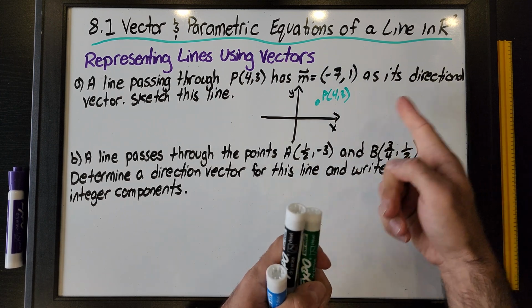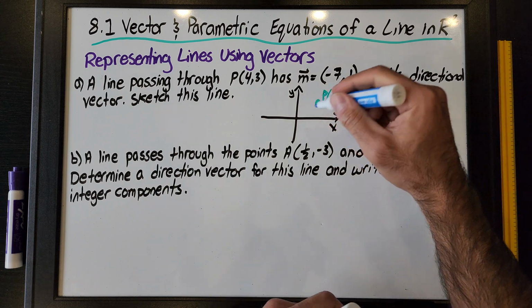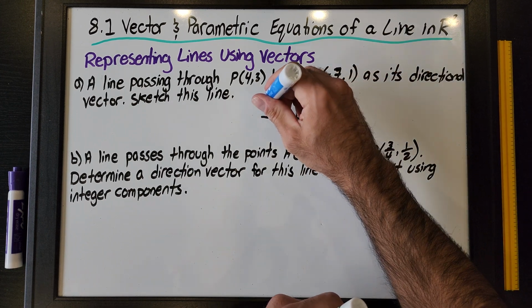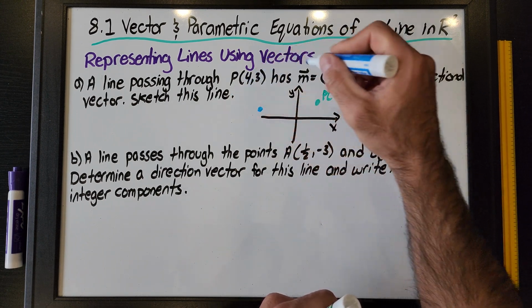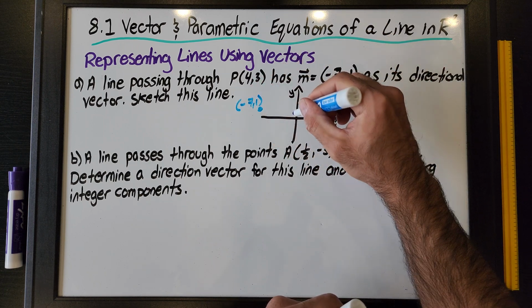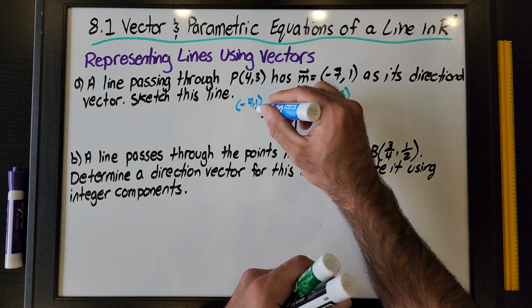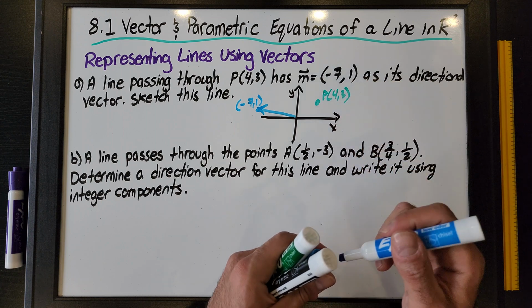And it has a directional vector of -7, 1. So this directional vector comes from the origin and goes right here, right? So this is the directional vector going to point -7 and 1. So this is point -7 and 1. And this is the directional vector. That's what that means. This is not a vector, that's just a point.